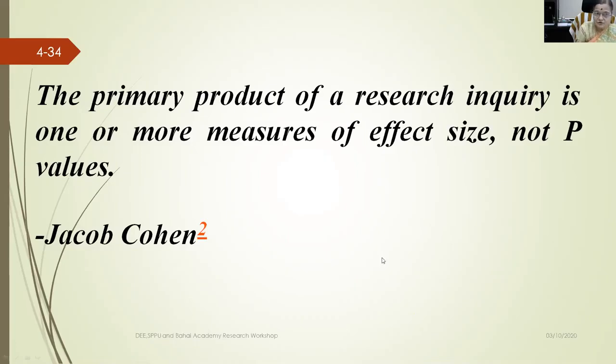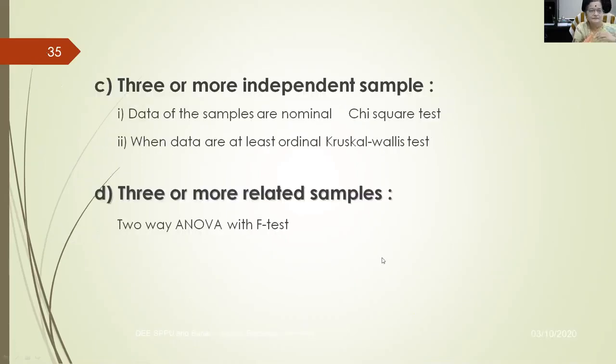So this is all about effect size when we are computing the difference between two mean scores of two different independent or correlated groups. If we have 3 or more independent samples and data is on a nominal scale, the chi-square test can be used. And when we are dealing with parametric tests, two-way ANOVA with F-test is suggested.